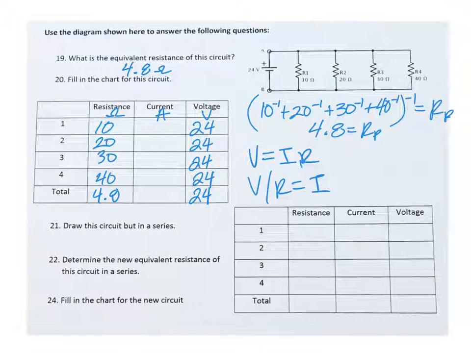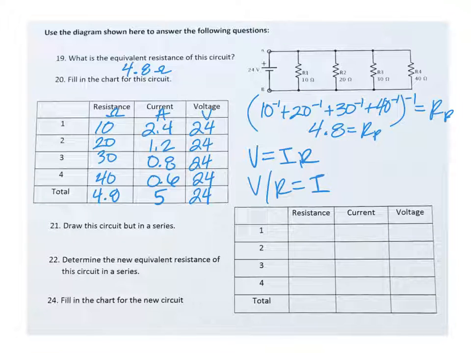So for our first resistor, when you divide 24 by 10, you're going to get 2.4. Then for the second one, 24 divided by 20 is 1.2. Then 24 divided by 30 is 0.8. And then 24 divided by 40 is 0.6, and then 24 divided by 4.8 is going to give you 5. So that's everything for our chart.